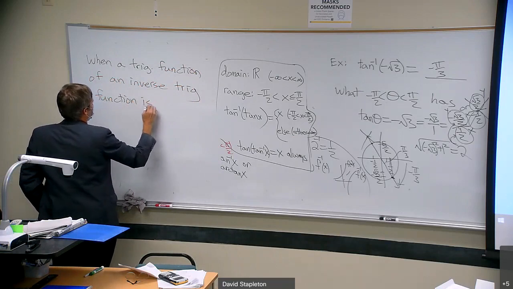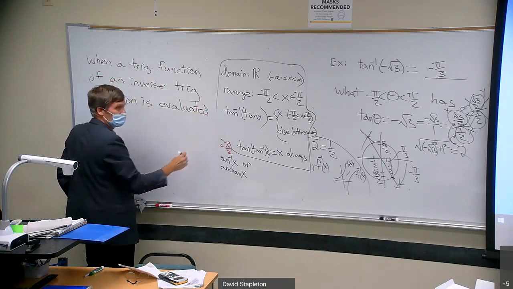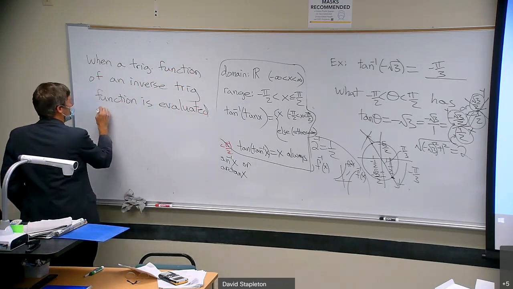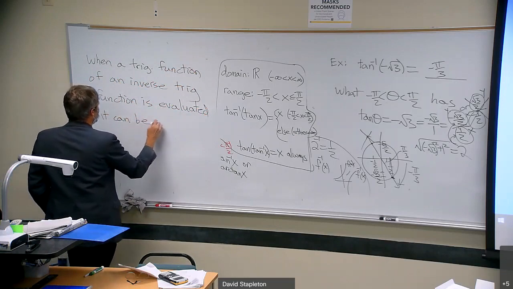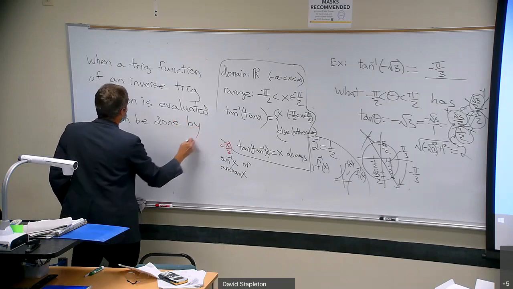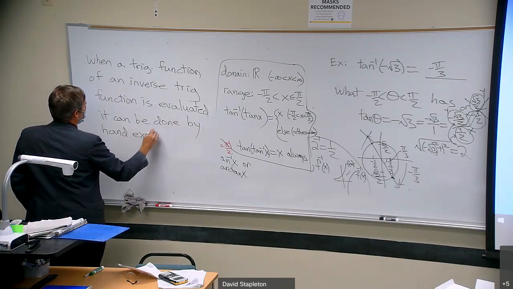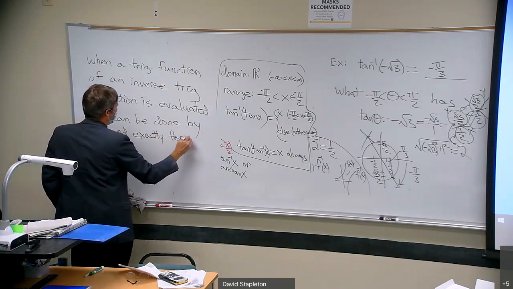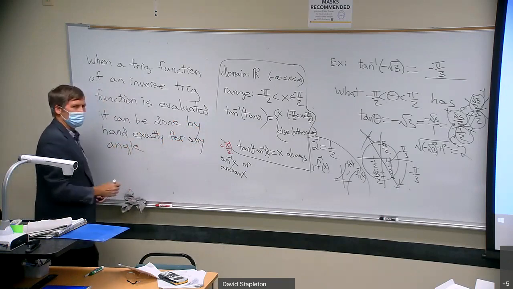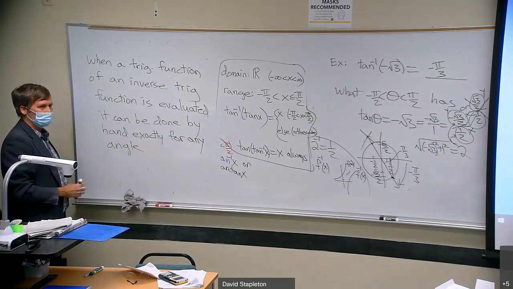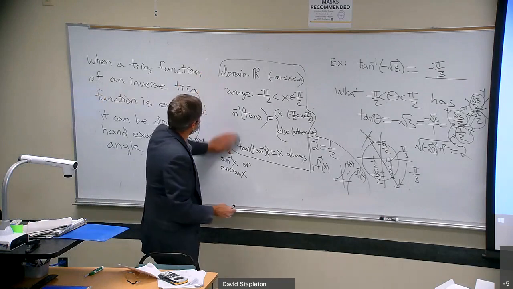is evaluated, it can always be done by hand. It doesn't have to be a special angle anymore. How about that? It can be done by hand exactly for any angle. And amazingly, it comes out to be an algebraic expression. It's not only that it can be done, but it's algebra. It comes out with square roots and that kind of thing. All the trig functions go away.